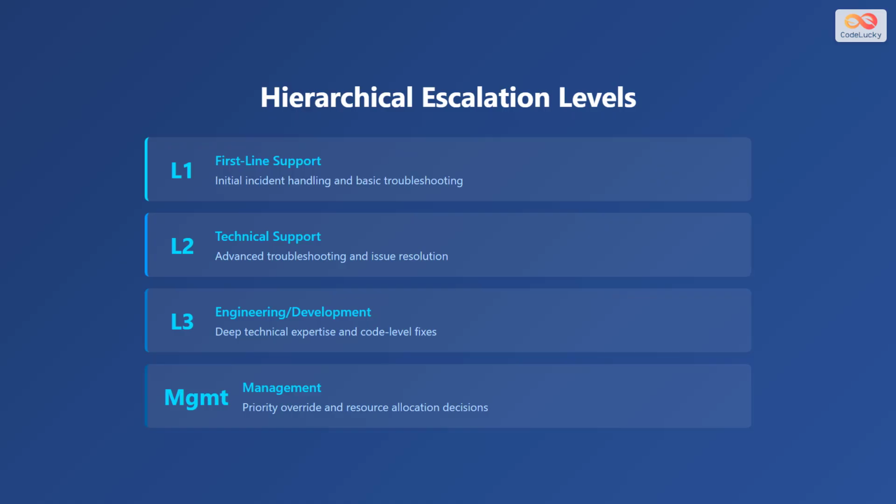Most organizations follow a hierarchical escalation structure with multiple support levels. Level 1 is first-line support, responsible for initial incident handling and basic troubleshooting. Level 2 is technical support, handling advanced troubleshooting and more complex issue resolution. Level 3 is engineering or development teams, providing deep technical expertise and code-level fixes. Finally, management escalation handles priority overrides, resource allocation decisions, and business impact assessments. Each level has specific responsibilities and should only receive escalations that truly require their expertise.